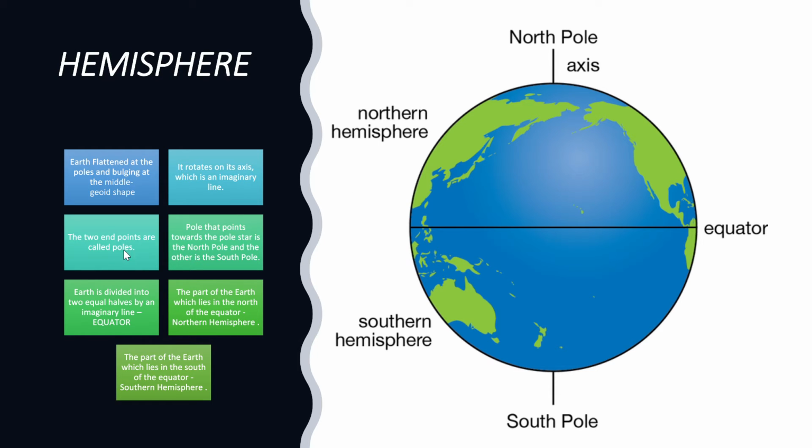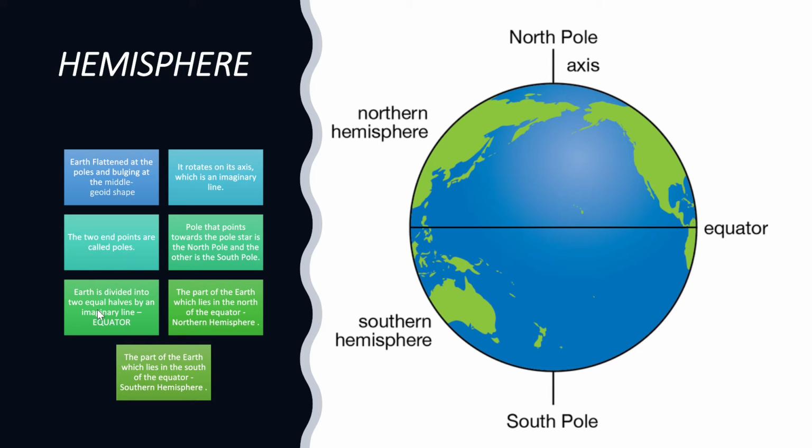The two end points are called poles. This is the North Pole and this is the South Pole. The pole that points toward the pole star is the North Pole. So the North Pole points towards the north, towards the pole star. And the other is the South Pole.